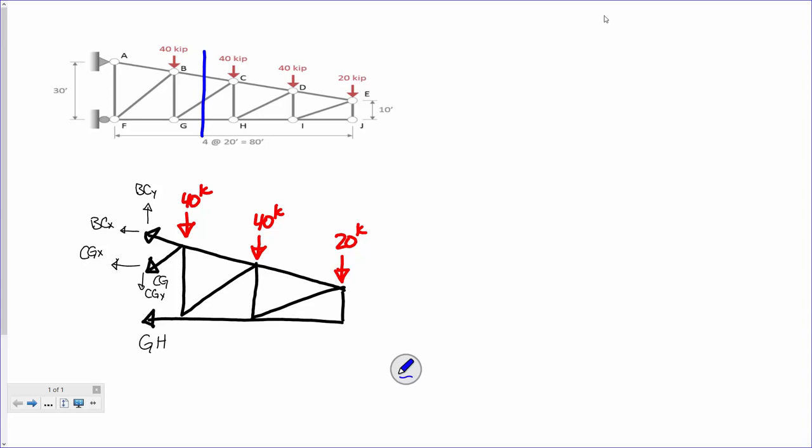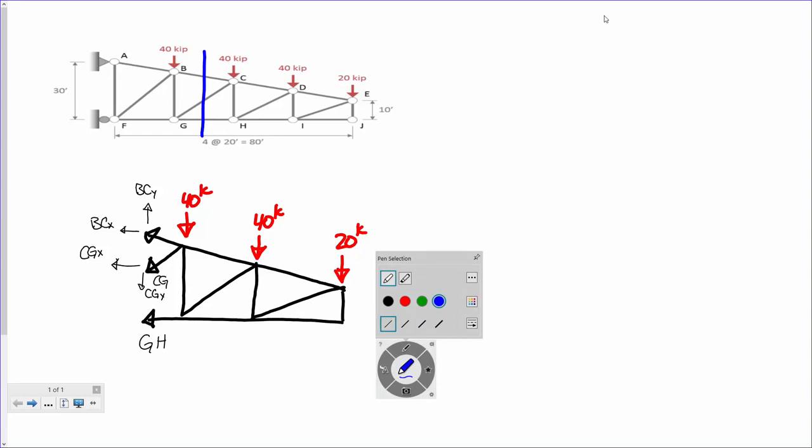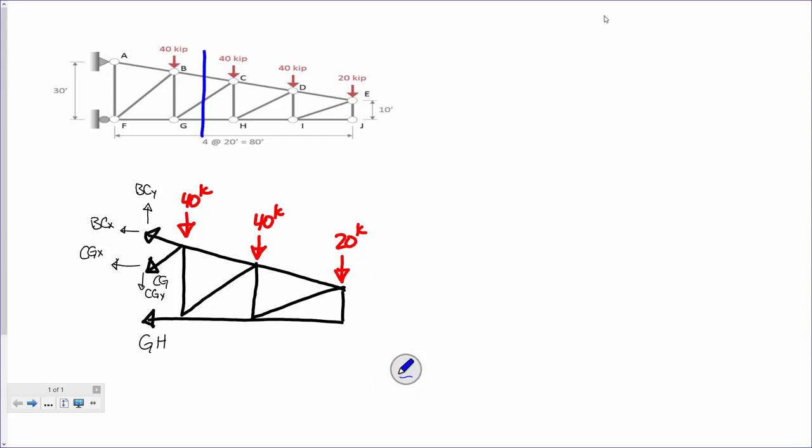So what we've got to do is attack this problem with a little bit of strategy. Now, you cut a section for one simple reason. You cut a section because you want to sum moments. So where should we sum moments? Well, you want to sum moments where two of your forces coincide. So what seems like an obvious place? Point C is an obvious place. We could sum them at point C.